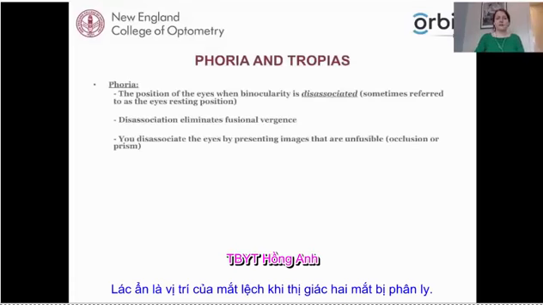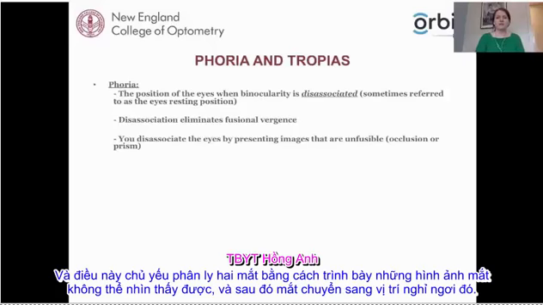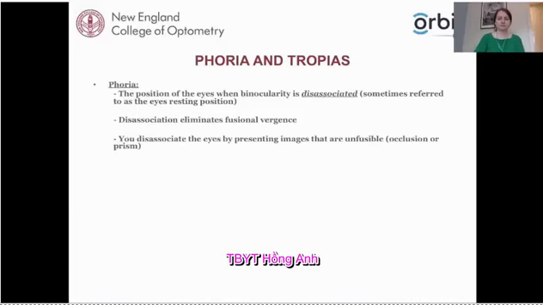A phoria is the position of the eyes when binocularity is disassociated. This is sometimes referred to as the eye's resting position. Disassociation eliminates fusional vergence for the patient. You can do this in a couple different ways, either occlusion or prism. And this essentially disassociates the eyes by presenting images that are unfusible. And then the eyes go to that resting position.